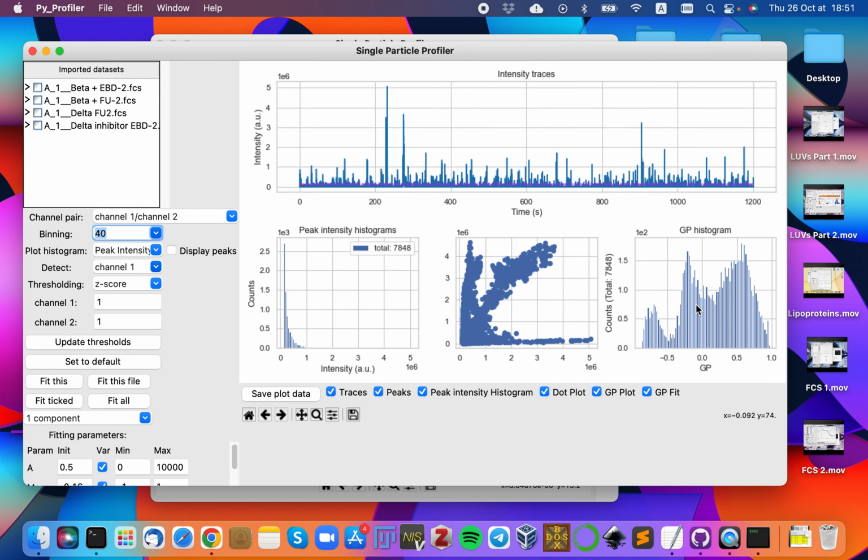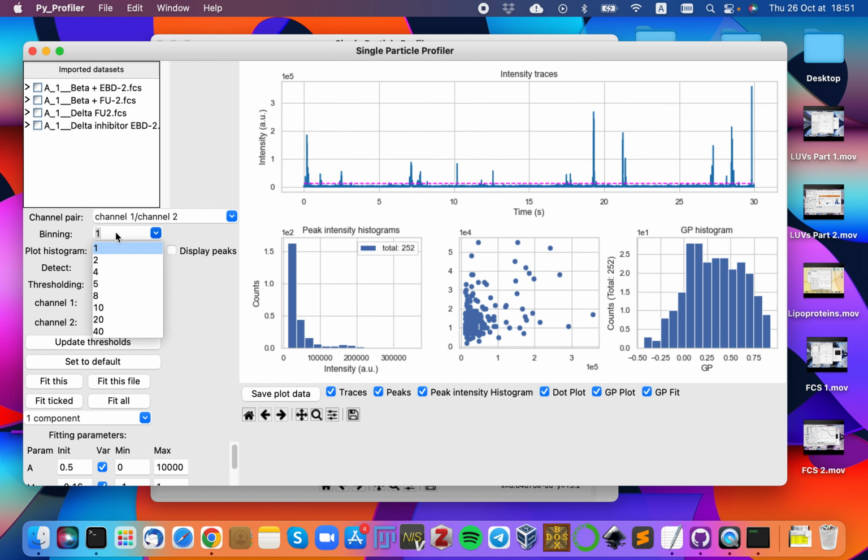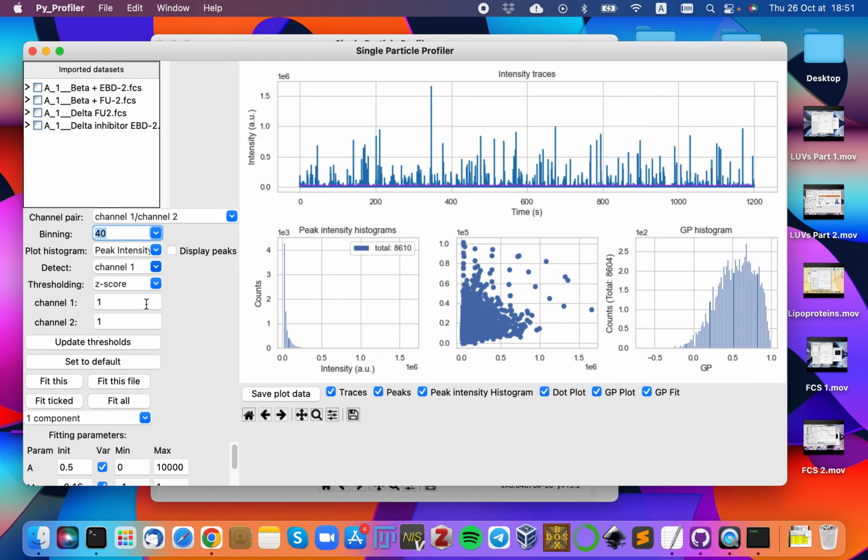And why there were two types of binding, I have no idea. Anyway, then when you go to, for example, beta FU2, which shouldn't bind at all, here you see only one population which is kinda right shifted.